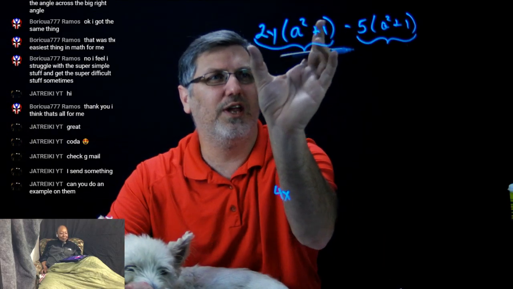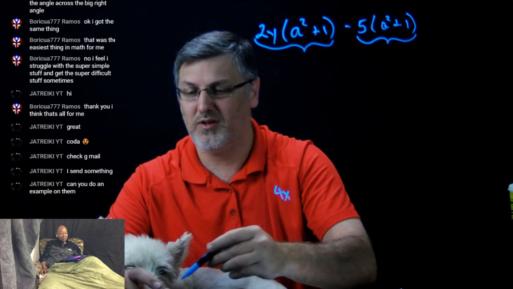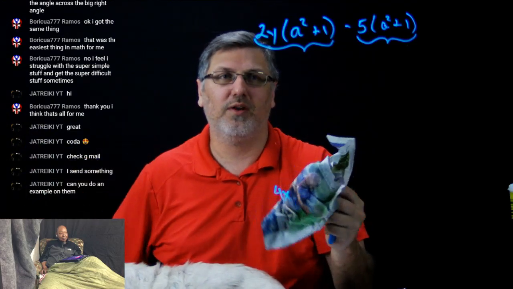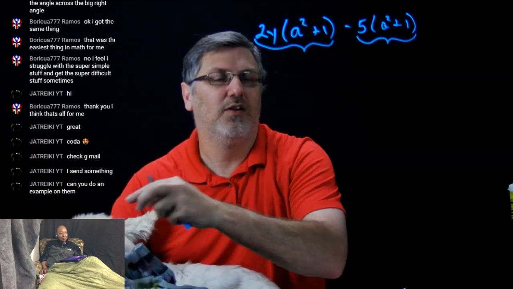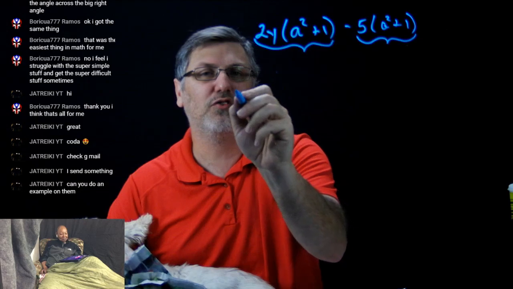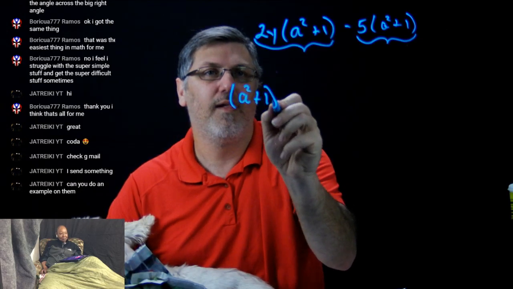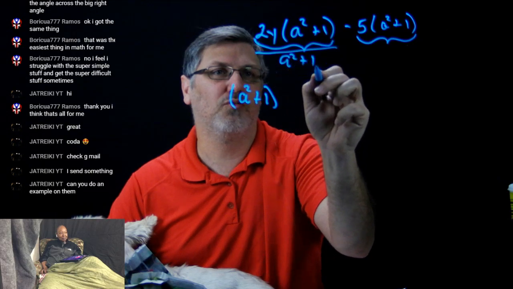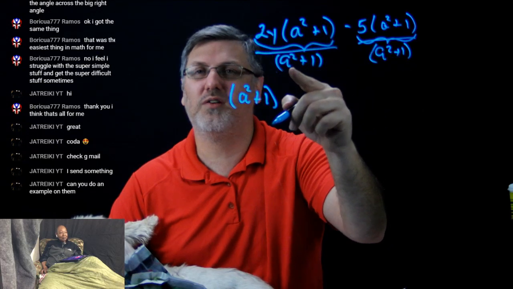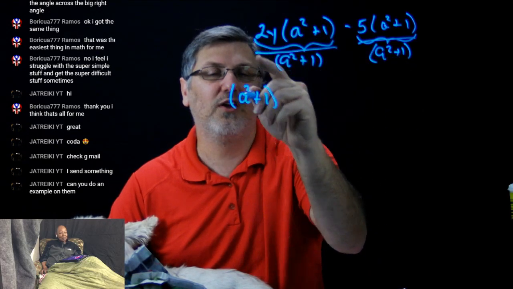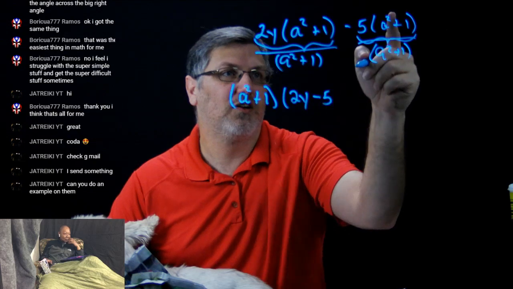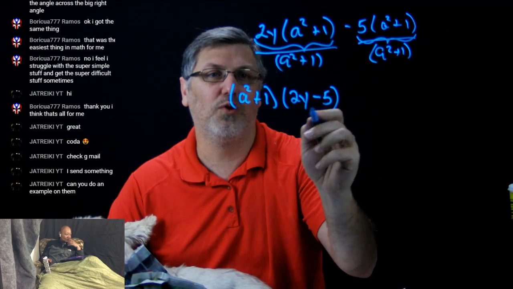So we have to look at this whole thing and this whole thing and see what they actually have in common. They have the a squared plus 1 in common. So it's going to be like yesterday. We factor out the a squared plus 1, and we divide all of these by a squared plus 1 and see what's left. A squared plus 1 divided by a squared plus 1 is just the number 1. So that only leaves me 2y, and then minus 5 is minus 5. Now you're fully factored.